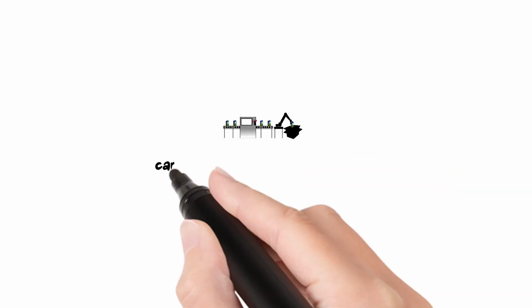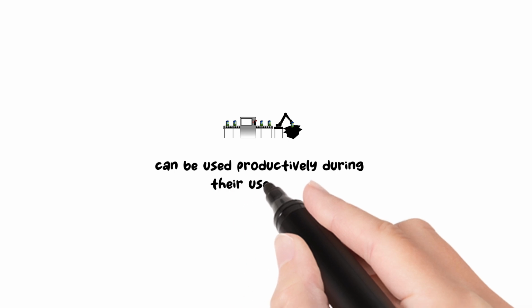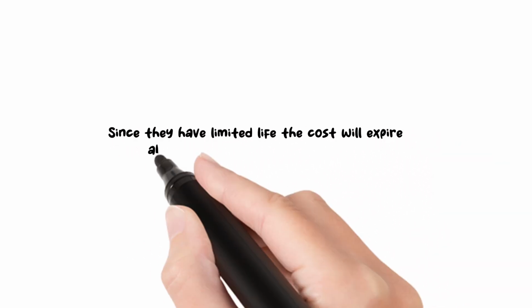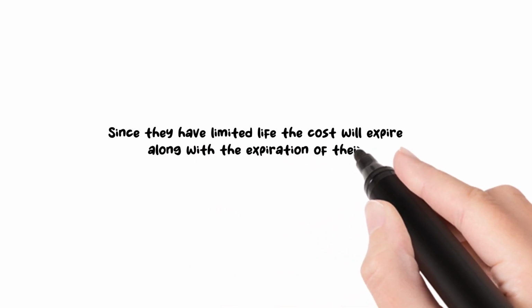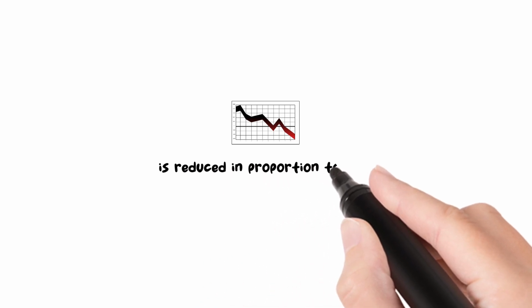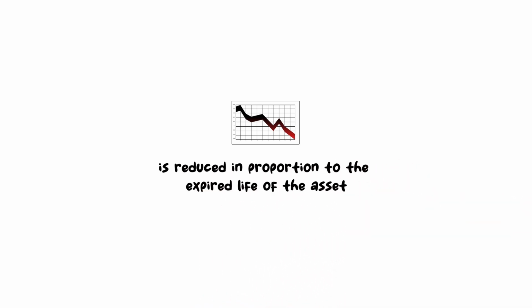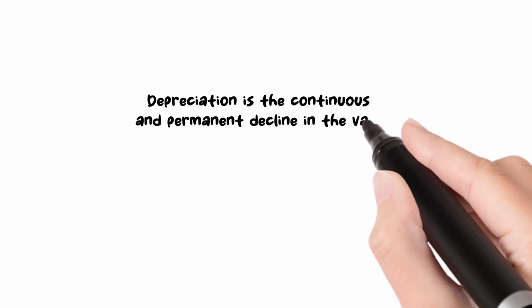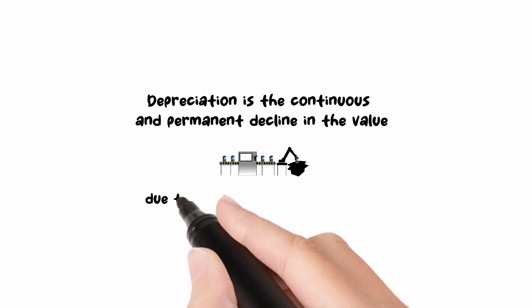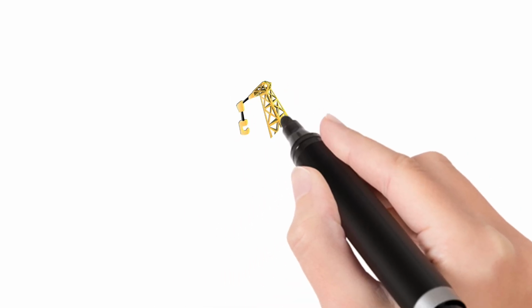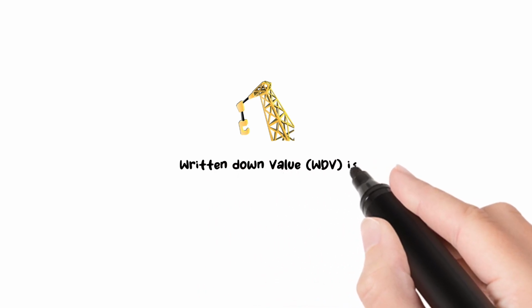Fixed assets can be used productively during their useful life. Since they have limited life, the cost will expire along with the expiration of their useful life. Thus, the value of the asset is reduced in proportion to the expired life of the asset. Depreciation is the continuous and permanent decline in the value of fixed assets due to usage, efflux of time, and obsolescence. Fixed assets are valued at written down value, cost less accumulated depreciation.